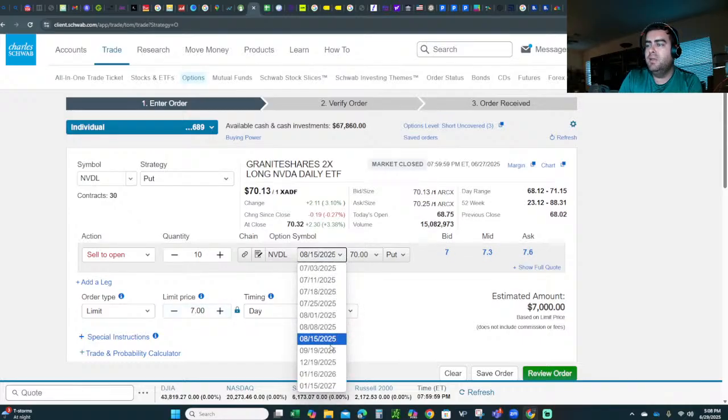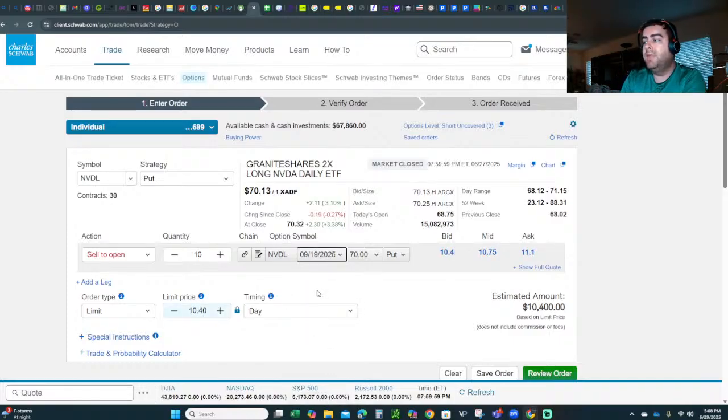By August 15th, and then they haven't created the new weeklies yet, so you'll see there's a big gap between August 15th and September 19th. So look at that. That's another $3,400. Now watch by December. That's 14,650. And that's just at the money.